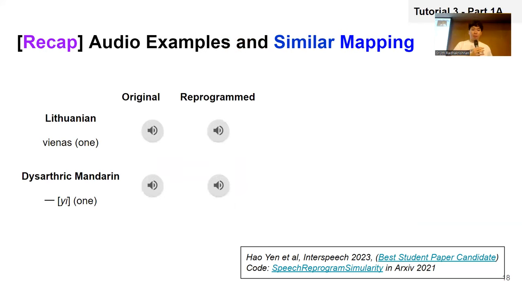So the same thing can work on Mandarin. For example, if you speak Mandarin, you can hear these things like this. So now it becomes a kind of English for the model. Same thing for Lithuanian. And even without the background noise, you can still do this kind of reprogramming.